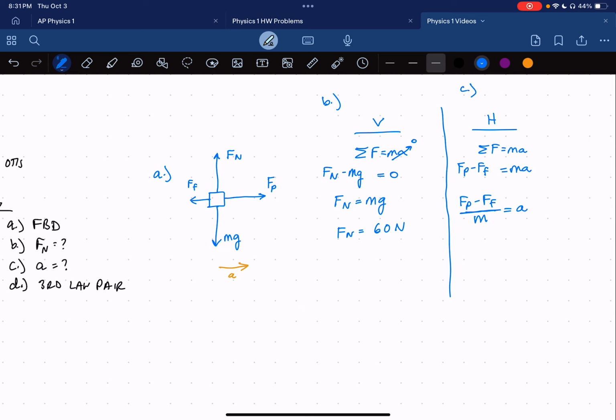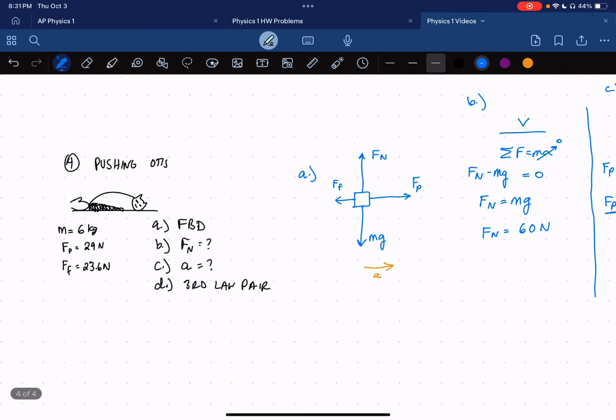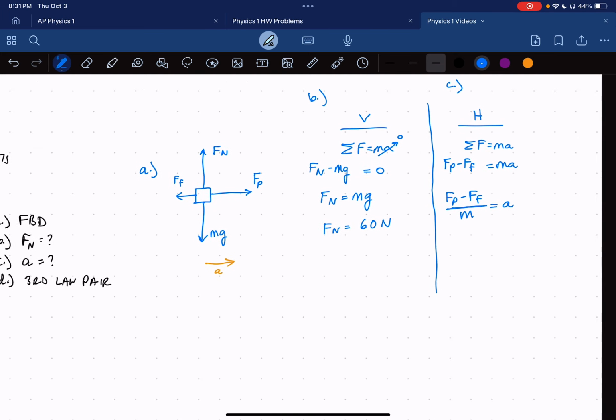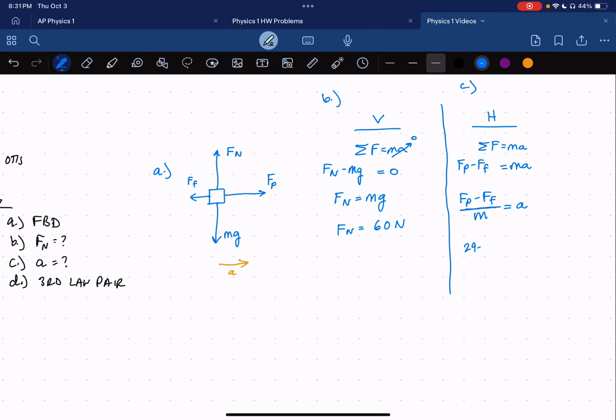And we would just substitute the numbers. We have 29 minus 23.6 over the mass 6 will give us the acceleration of Otis. And this should come out to 0.9 meters per second squared is a.